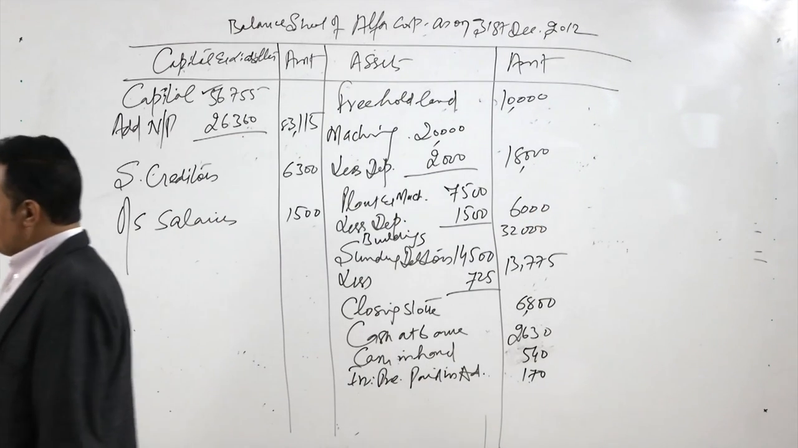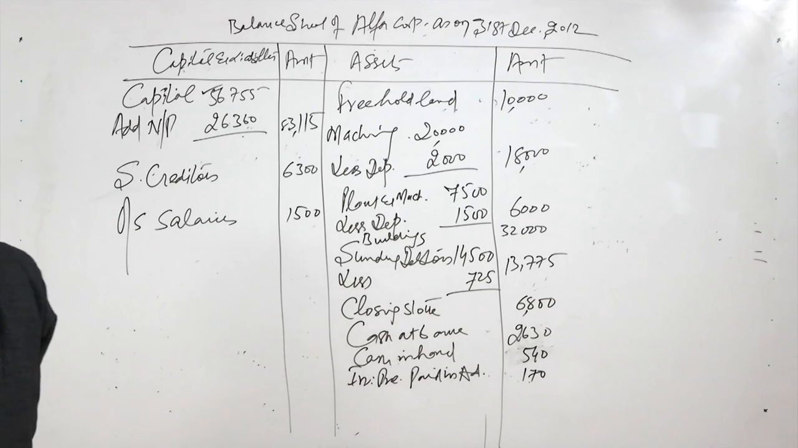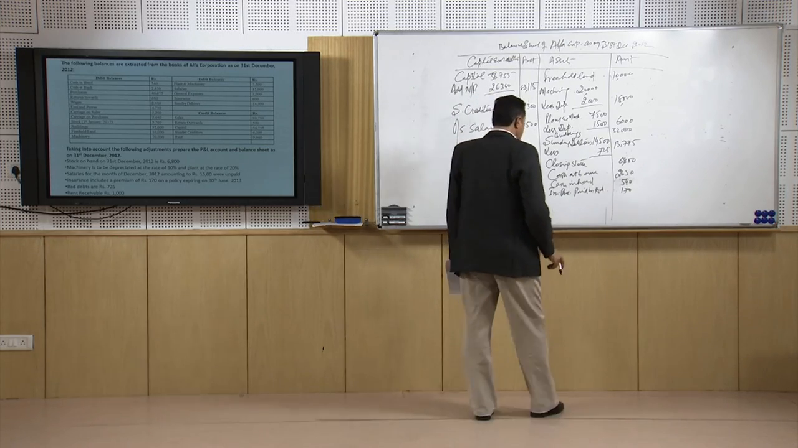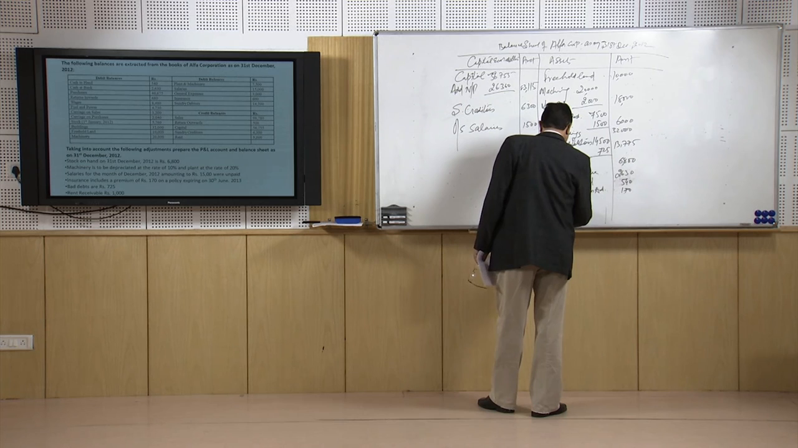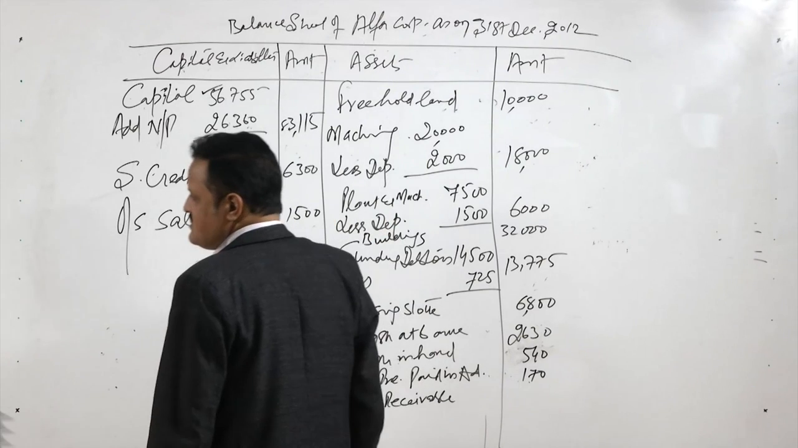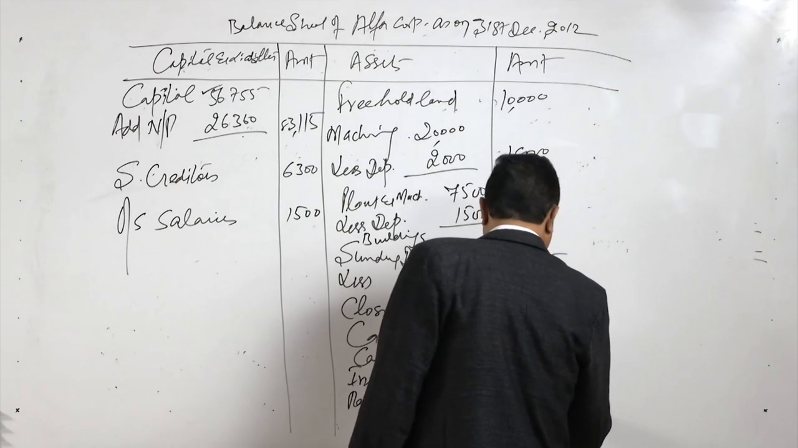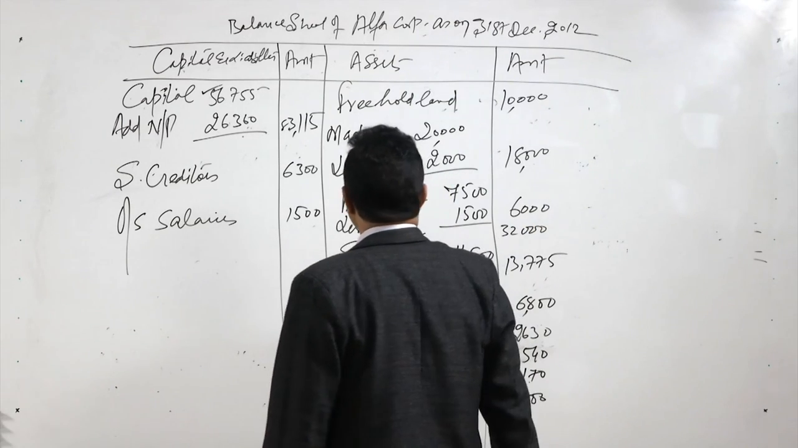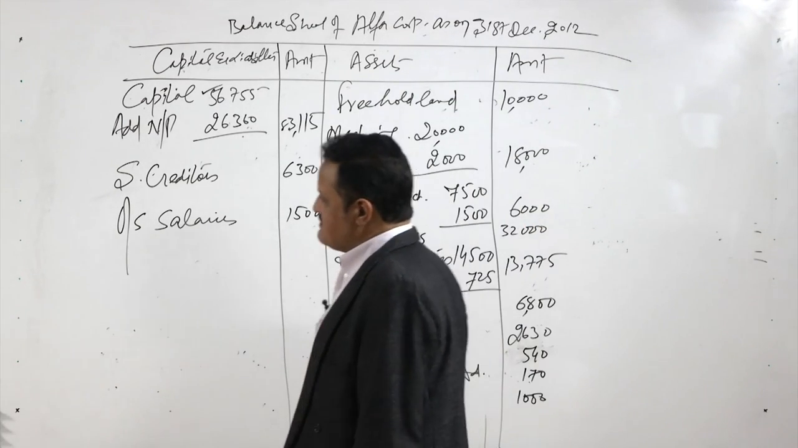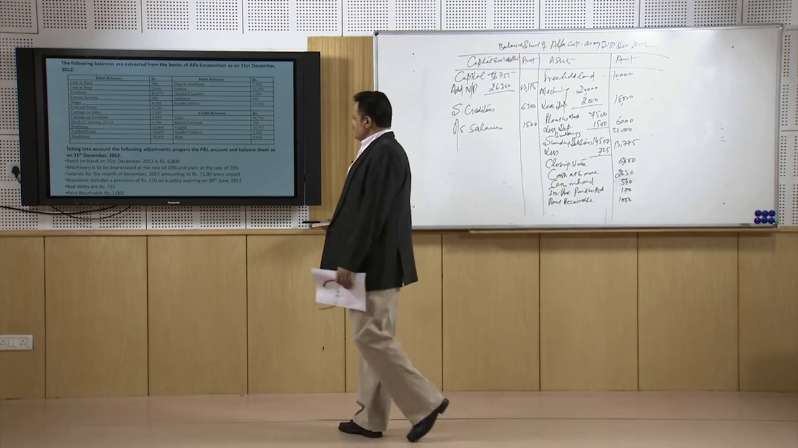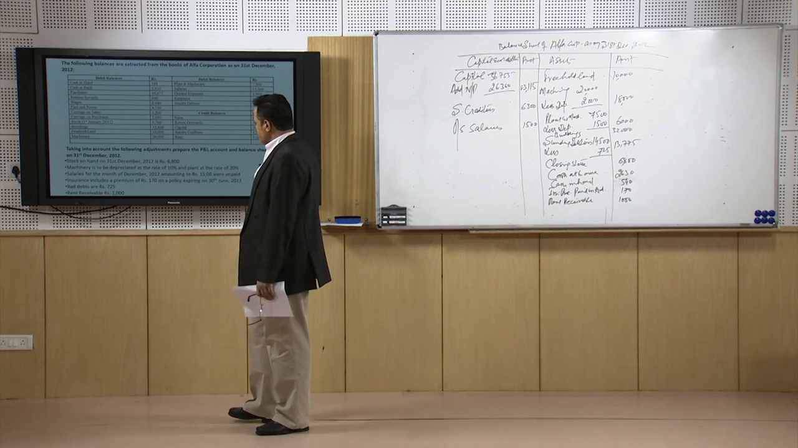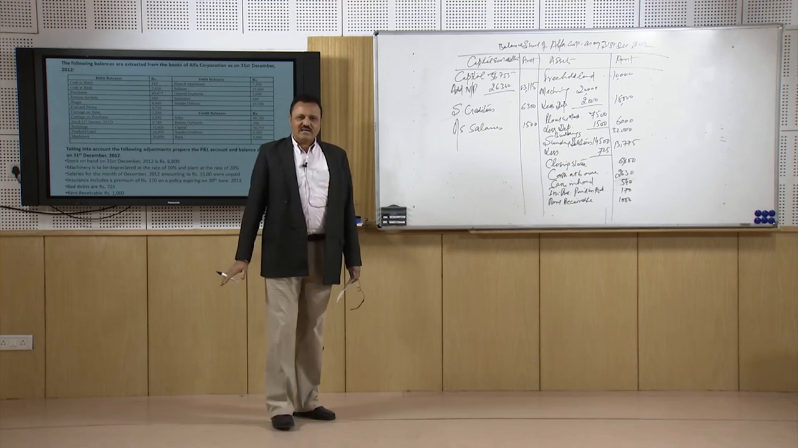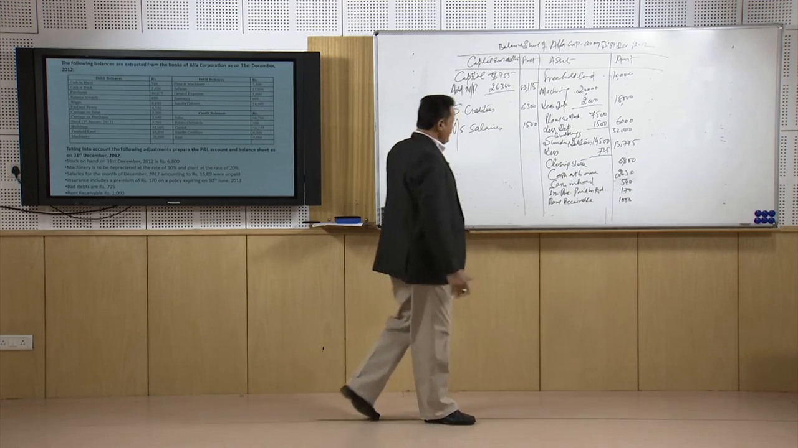Then we have bad debts. We have already adjusted the bad debts. Yes, I guess we have done that. Rent receivable, rent which is income earned but not yet received. So this is the asset, rent receivable. How much is rent receivable? It is 1000. We have taken the rent receivable 1000. So I guess all the assets we have taken into account now. There is nothing left. Stock, machinery depreciation, salaries, insurance, bad debts, rent receivable we have taken. So all assets and all liabilities we have taken into account.